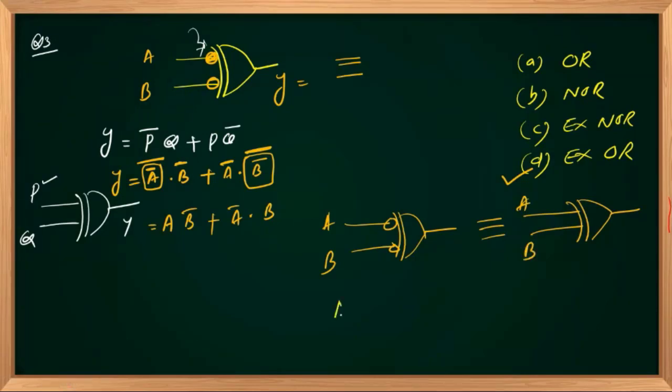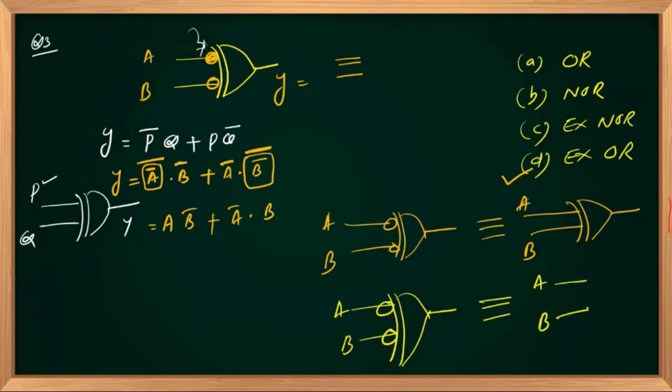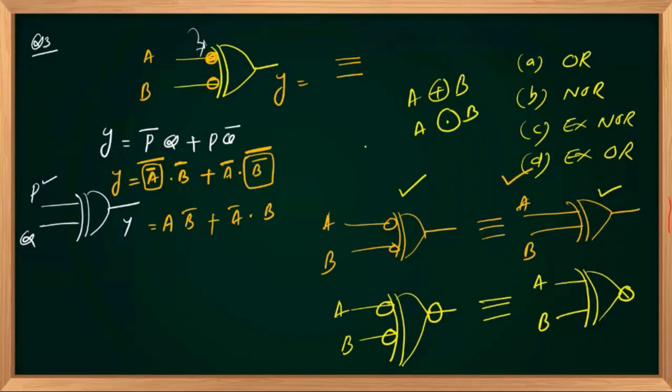What is the dual of A? A itself. Dual of B? B itself. What is the dual of bubble? Bubble means NOT gate. Dual of NOT is NOT itself. Right? And that is the same as dual of A is A, dual of B is B. What is the dual of XOR? XNOR, correct? So I should take XNOR here because I am taking the dual of this logic. Dual of XOR is nothing but XNOR, right? XOR is A XOR B, and its dual is OR sign with AND sign, that is called XNOR, correct? XNOR, and this is XOR, correct?